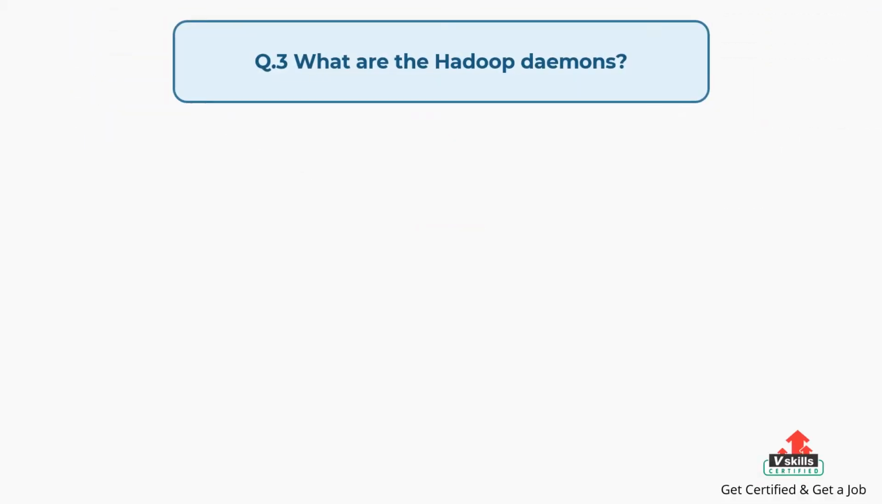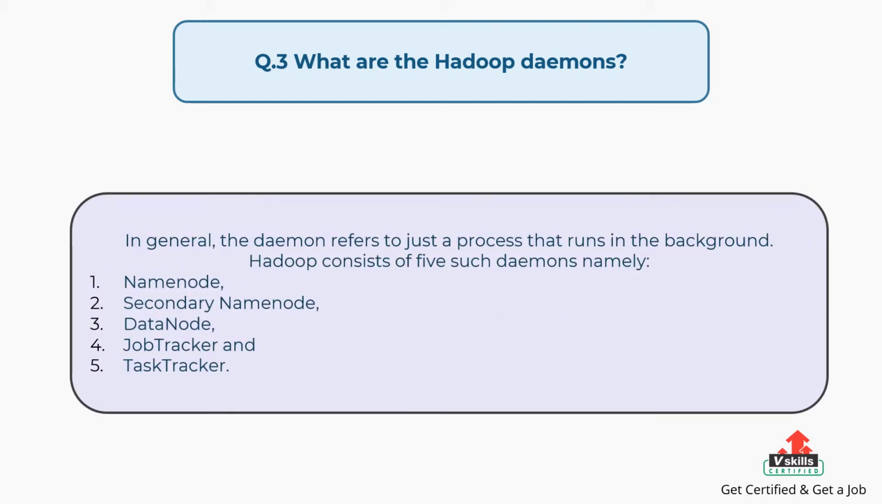Question number 3. What are the Hadoop daemons? The answer is, in general, the daemon refers to just a process that runs in the background. Hadoop consists of 5 such daemons, namely, 1. Name node, 2. Secondary name node, 3. Data node, 4. Job tracker, and 5. Task tracker.